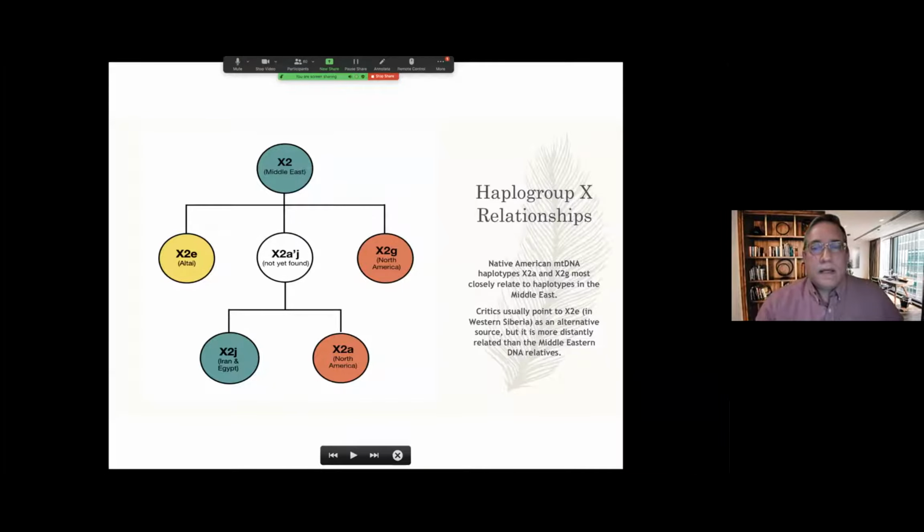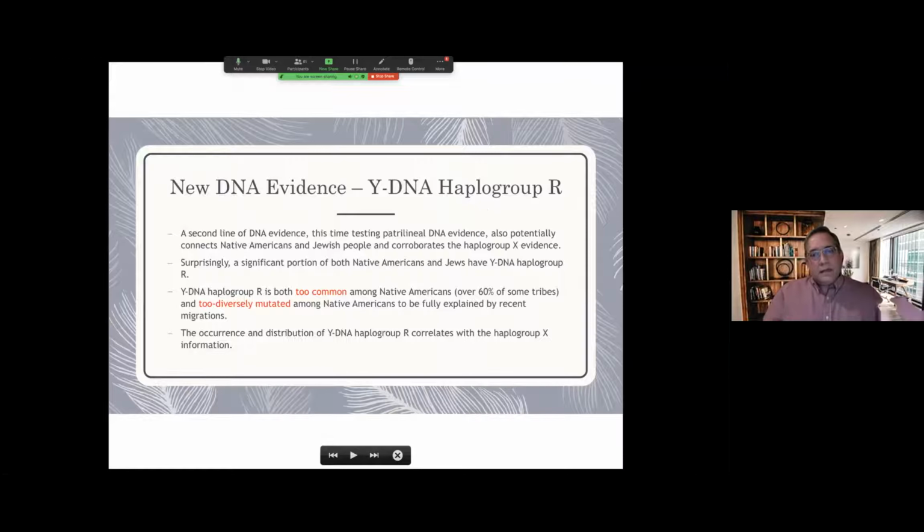Now, critics who don't want to accept a Middle Eastern source will sometimes point as an alternative source to X2E, which is found in the Altai region. It is in Siberia, but it's in Western Siberia, thousands of miles away from the Bering Strait area. So it's not in East Asia, and it's actually more distantly related than what is found in the Middle East. Okay, and so that was the prior evidence.